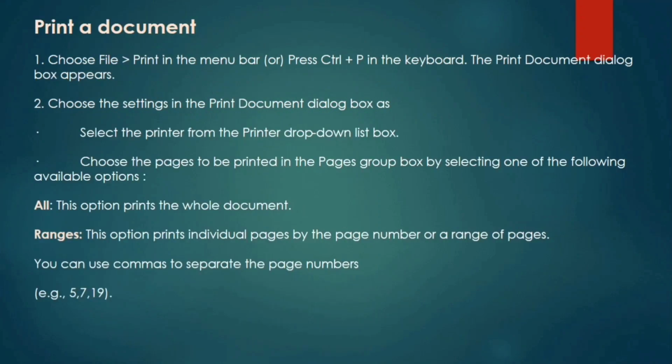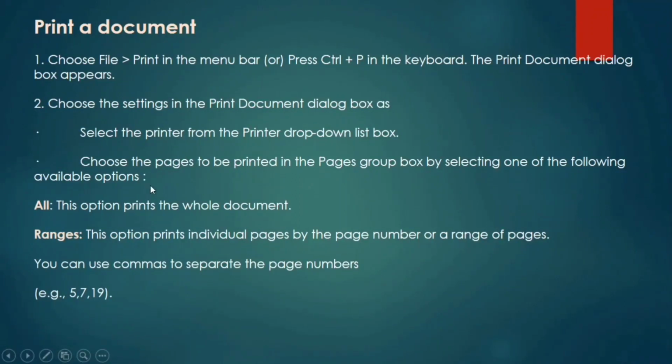Print a document. This is very important, you have to know about it. First, choose File, Print in the menu bar, or press Ctrl plus P on the keyboard. The Print Document dialog box appears. Choose the settings in the Print Document dialog box: select the printer from the Printer drop-down list box. Choose the pages to be printed in the Page Group box by selecting one of the following available options.